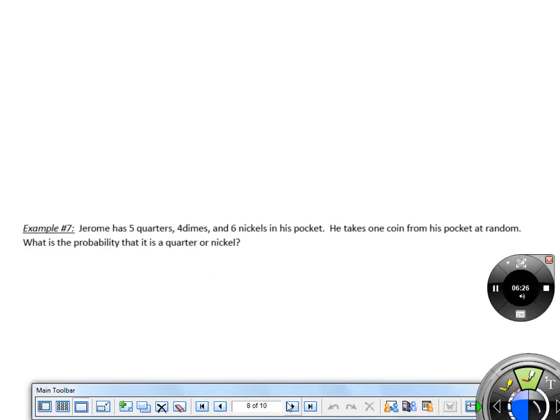All right, Jerome has 5 quarters, 4 dimes, and 6 nickels in his pocket. He takes one coin from his pocket at random. What is the probability that it is a quarter or a nickel? Okay, so again, this is OR. So I'm successful with a quarter or a nickel. So there are 5 quarters out of the 15 coins in his pocket, or 6 nickels out of the 15, which means the probability I'm successful is 11 out of 15.